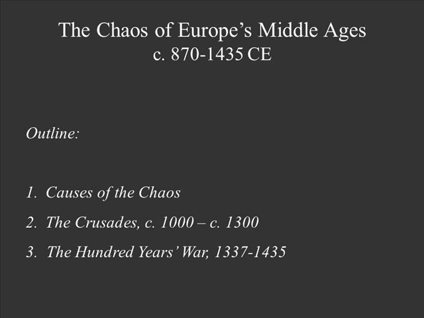So first we'll talk about reasons that there is a kind of political chaos in Europe in what the Europeans eventually call the Middle Ages. And then some kind of case studies of these chaotic problems, the Crusades, and then the Hundred Years' War that occurs between France and England that goes on for 100 years.